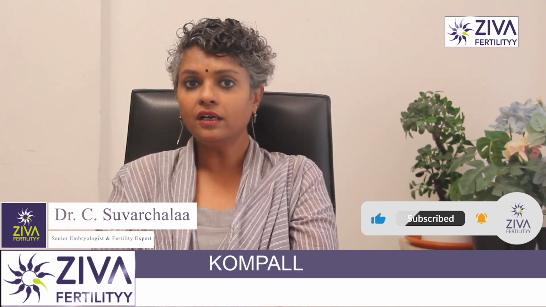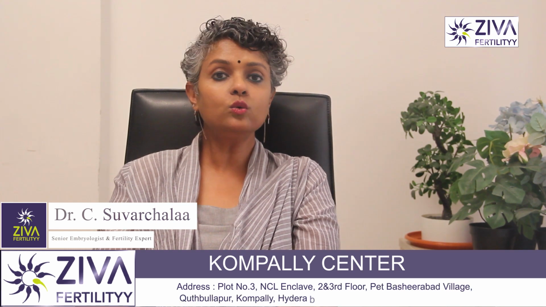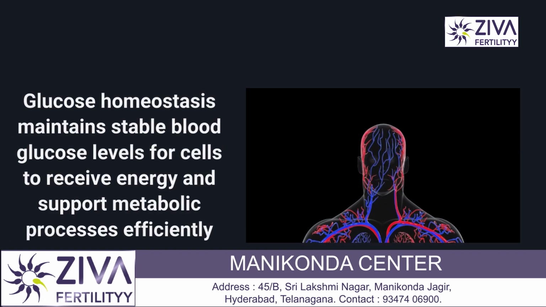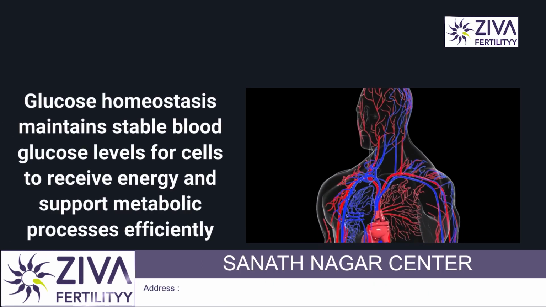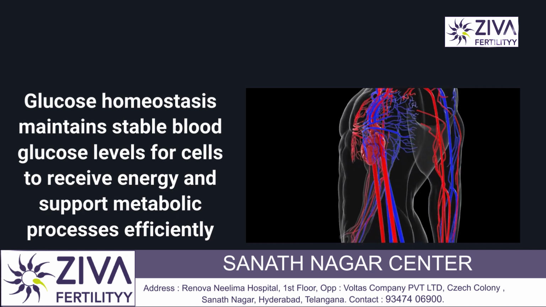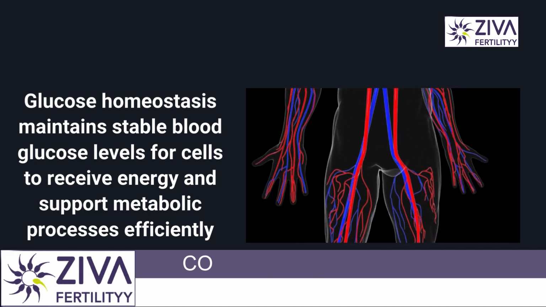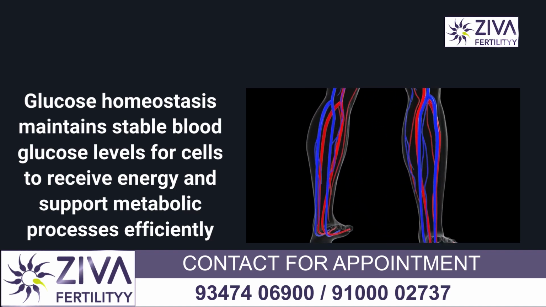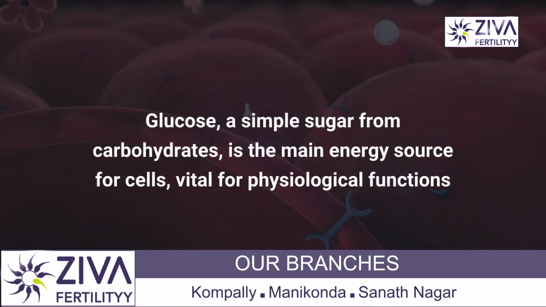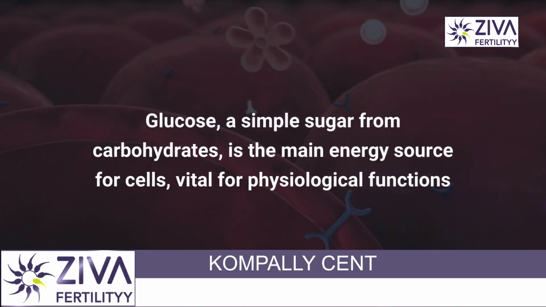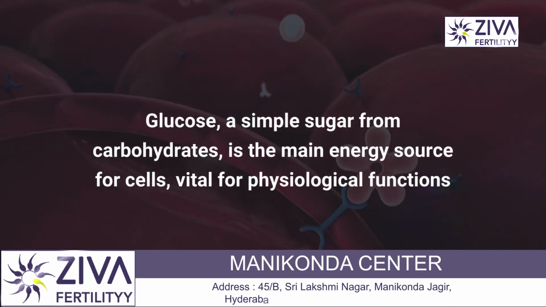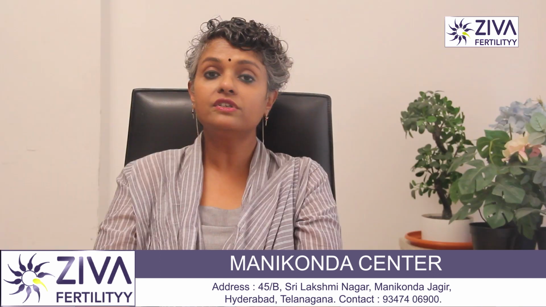So we'll try to understand carbohydrates. Before that, I used a word called homeostasis. Let us understand that first. Glucose homeostasis refers to the regulation of blood glucose levels within the narrow range that is essential to ensure that cells throughout the body receive a constant and adequate supply of glucose for energy production and metabolic processes. Now, glucose, which is a simple sugar derived from the breakdown of carbohydrates in the diet, serves as a primary source of energy for cells and is extremely essential for maintaining physiological functions.